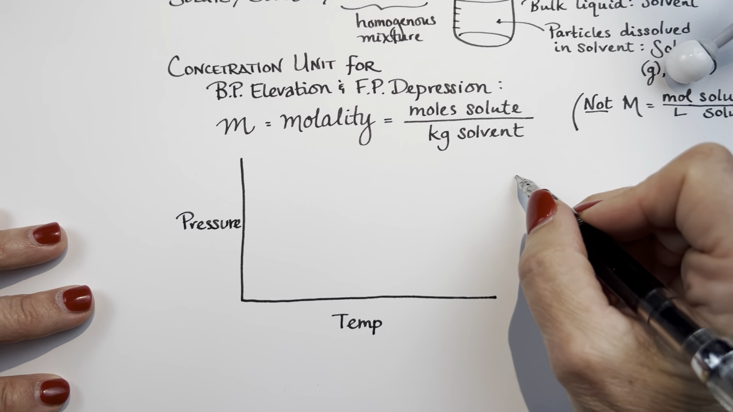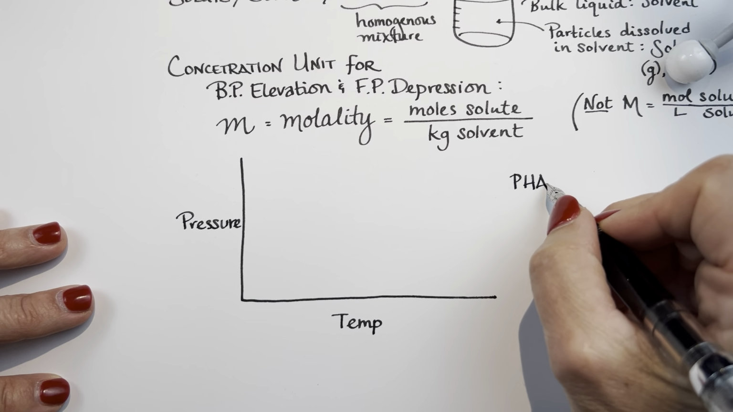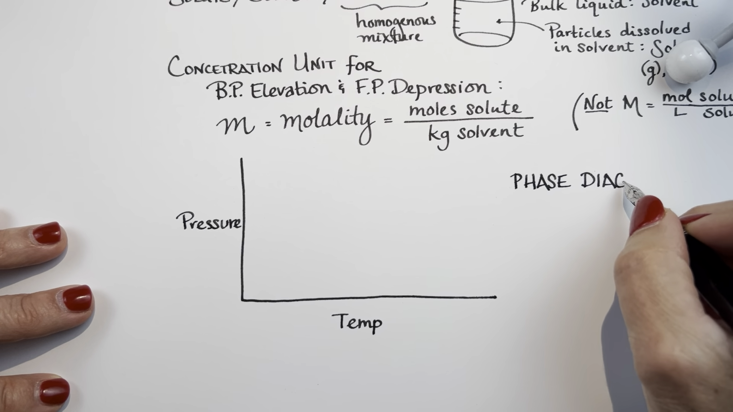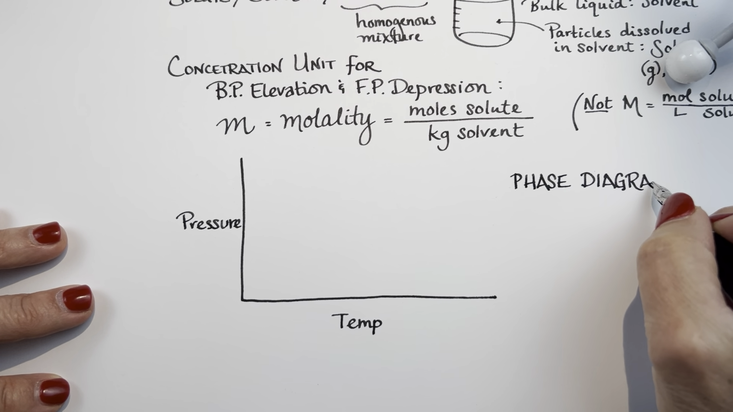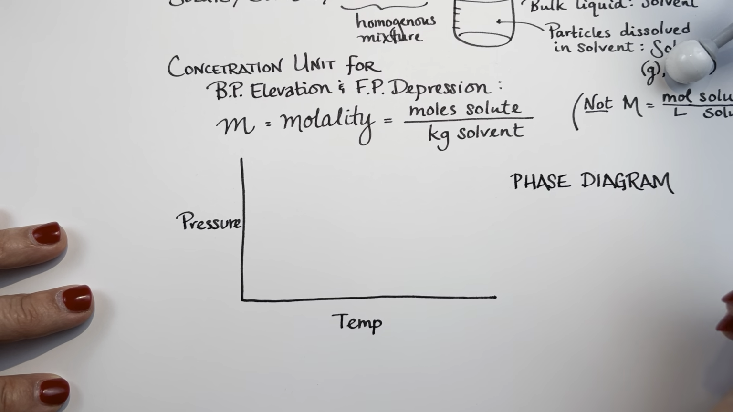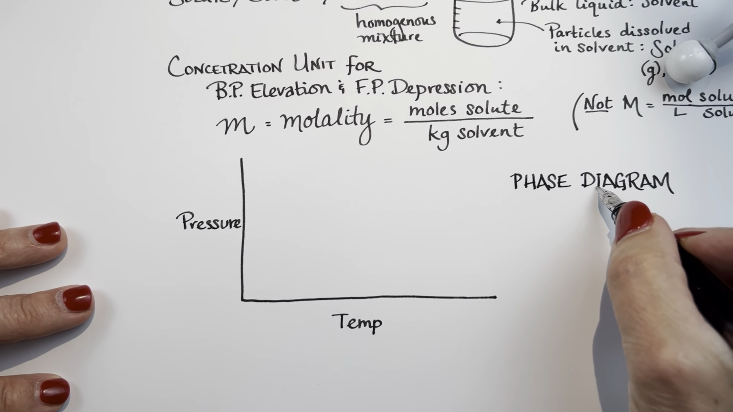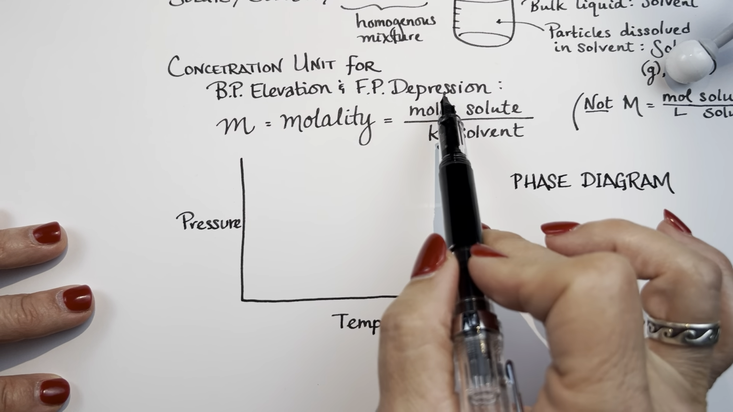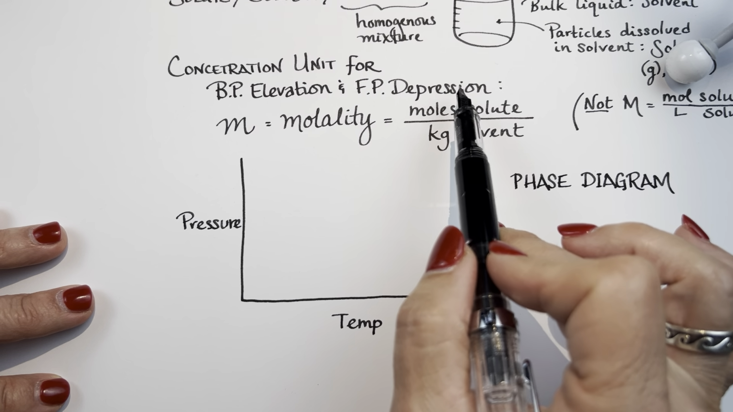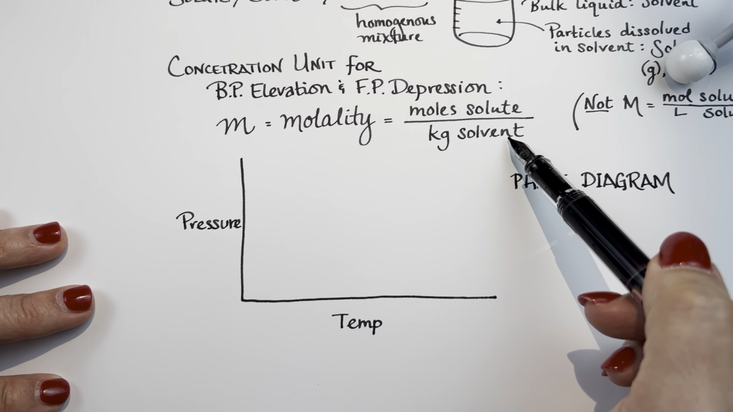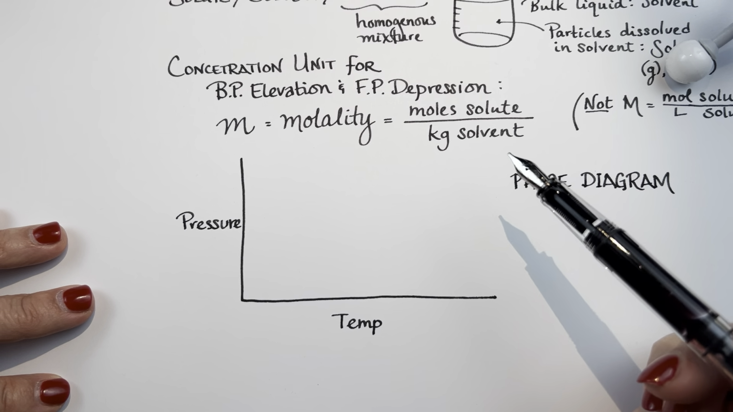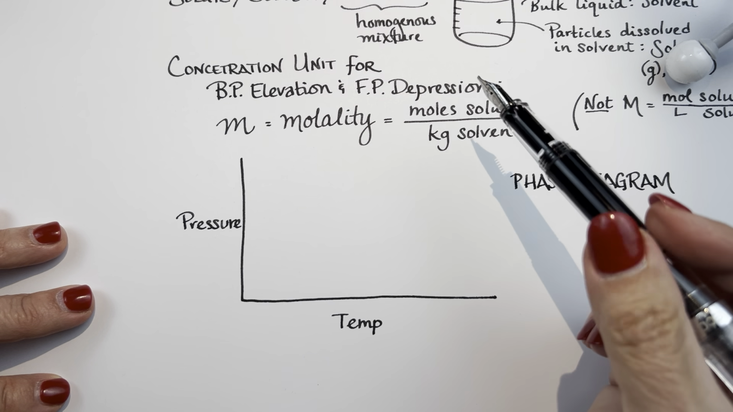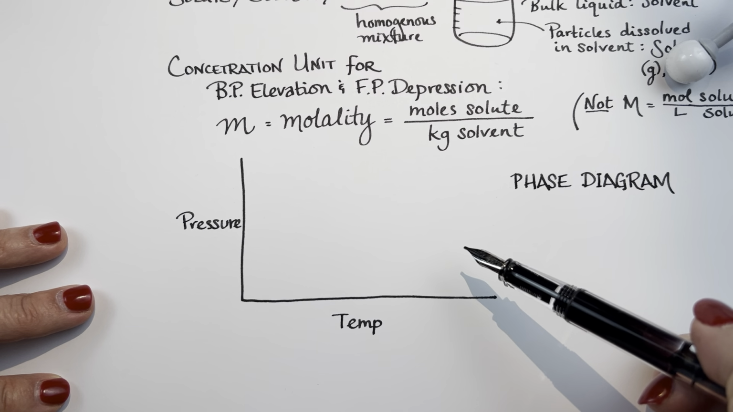So, phase diagrams will be different depending on what compound you're interested in. And when we're talking about freezing point depression or boiling point elevation, we are really interested in the solvent itself and how the temperature and the pressure affect its phase, whether it is going to be a solid, liquid, or gas.